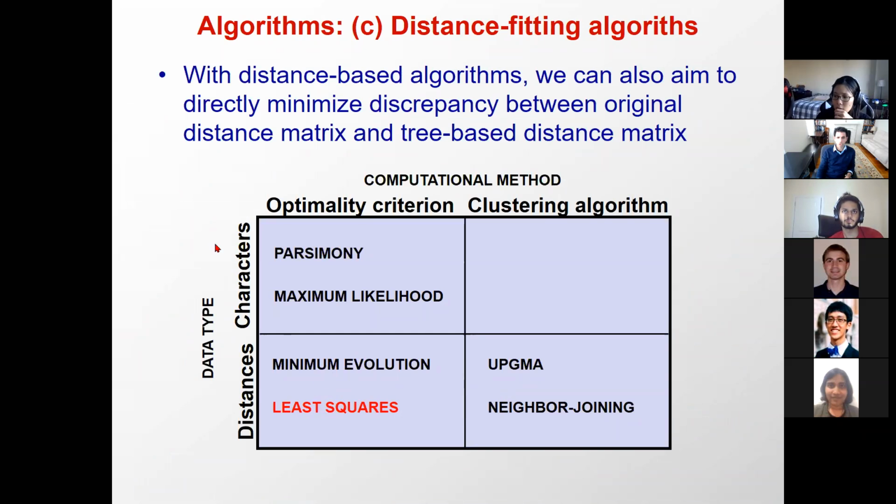Okay. So this is all based on distances, and the clustering algorithm simply has some heuristic, some recipe that you follow, whereas this optimality criterion of least squares is specifically searching for a tree that fits a criterion, whereas these guys just follow a recipe and hope that most of the time it'll lead to good trees.